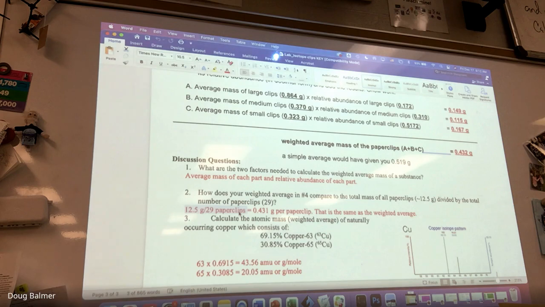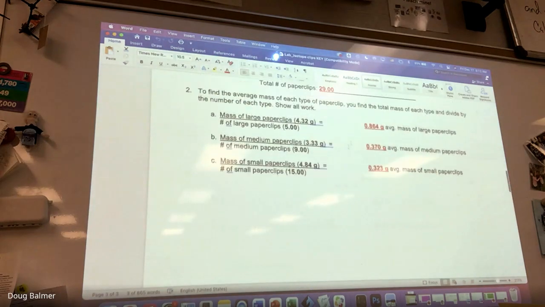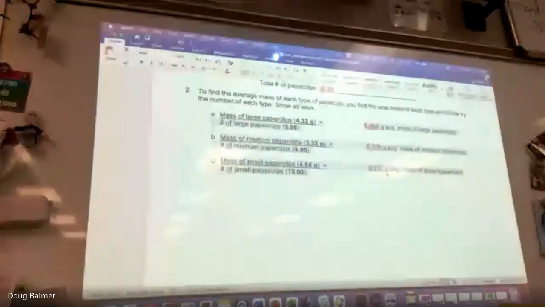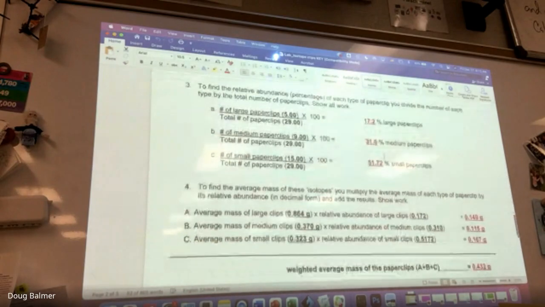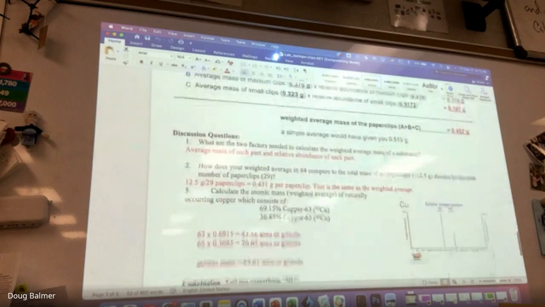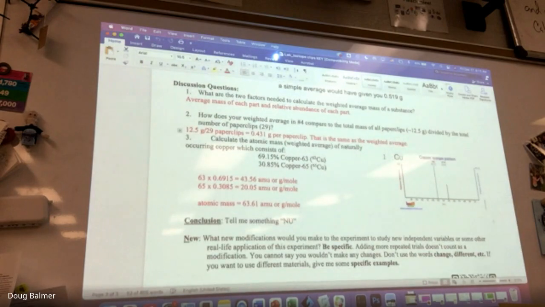Which is the weighted average, because we allowed each one of those paper clips to have a vote. If you simply just add up the 3 types of paper clips and divide by 3, that's basically assuming that you have the same number of each type of paper clip. You can't do that. It has to be a weighted average. Questions on that? So then we're going to apply that to elements down below. That's going to be our lesson for today.